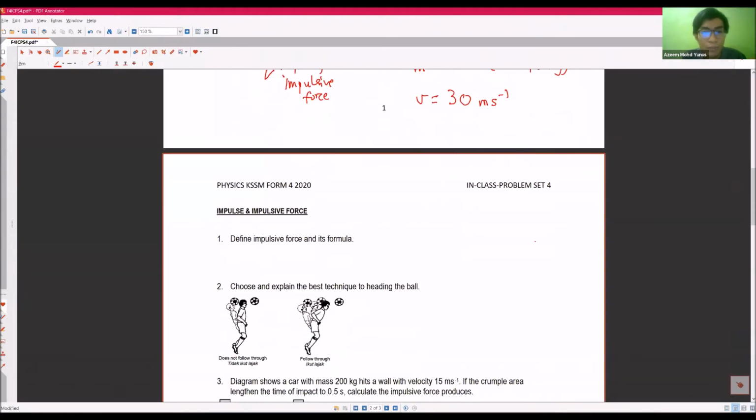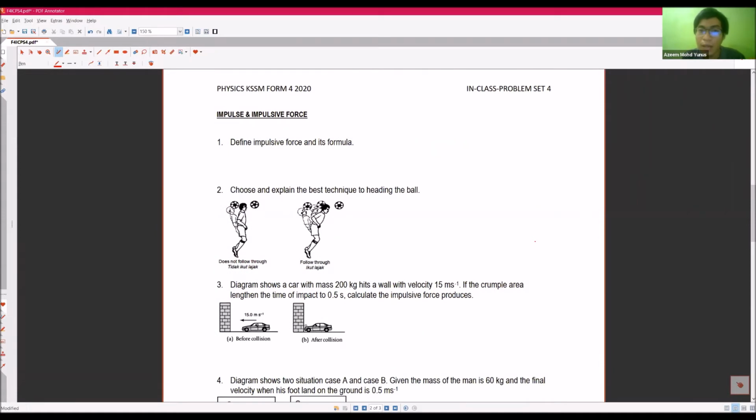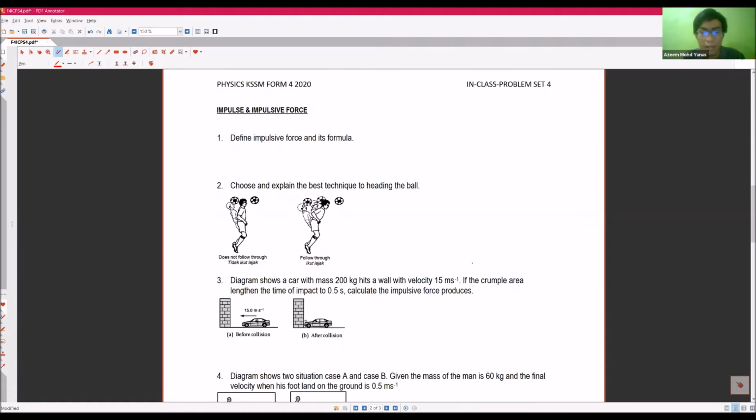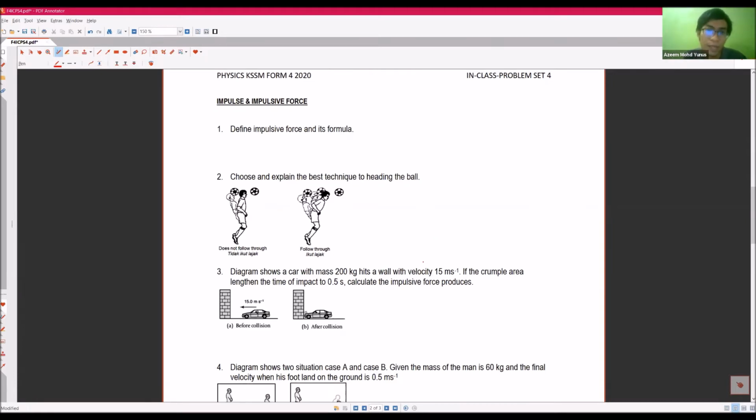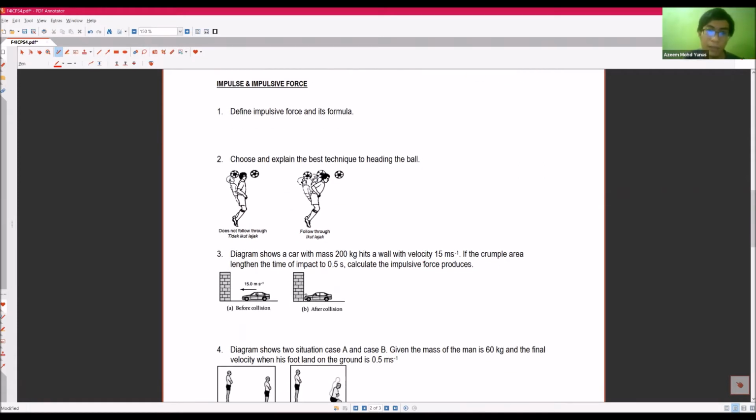Okay, so the next question is about impulsive force, where the concept and the formula are quite similar, but there are subtle differences here and there. So we look at the first question and see what's the difference between impulse and impulsive force. The first is to define impulsive force and its formula. Again, we have the formula, so we can use it to make a definition. Force equals mv minus mu divided by time. That's the impulsive force formula. If we bring the time over to the F, it becomes Ft equal to mv minus mu, which is the impulse formula.